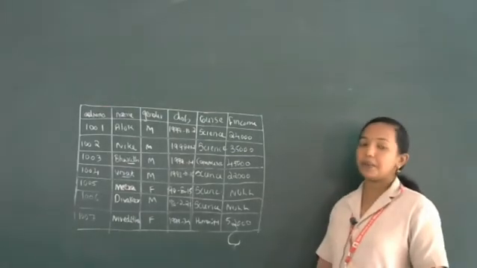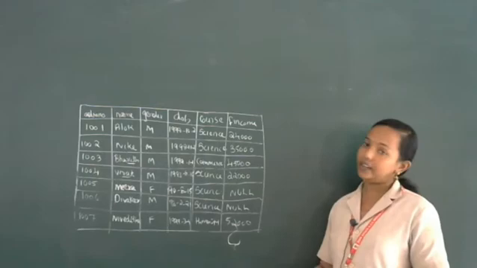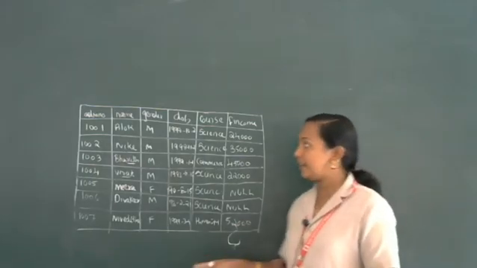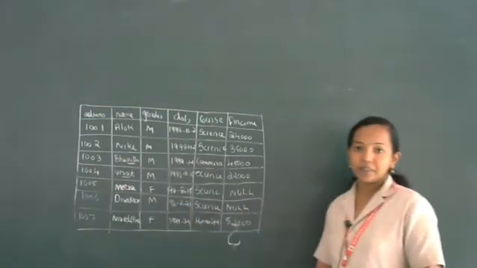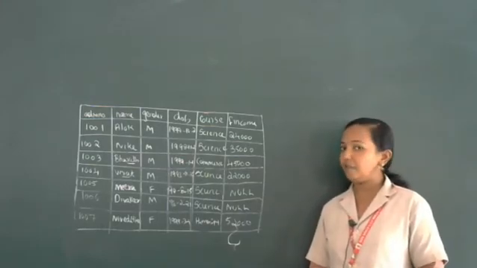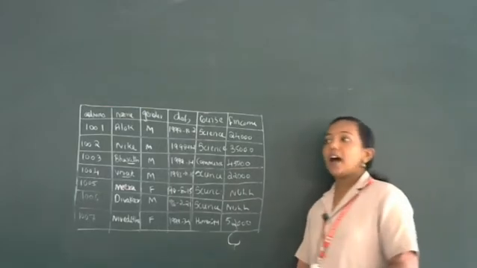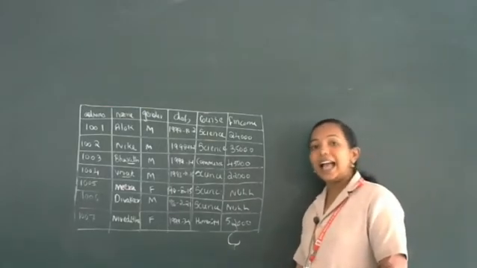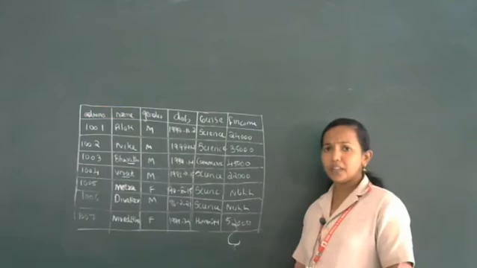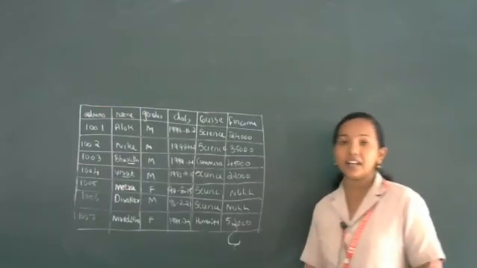This is the previous table, though not all the values are given, some values are already present. In this table, please look at the names. Are the names in alphabetical order? No, it's not in alphabetical order. Suppose you get a question like this: arrange the names in alphabetical order. So how will we arrange these names?